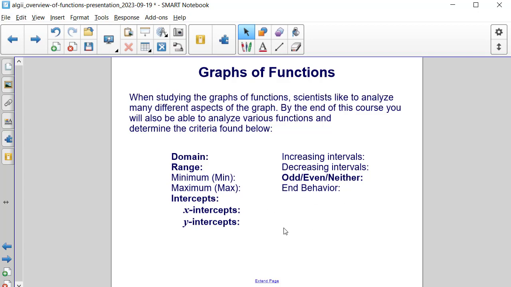Again, those are only as you continue through the course, and the concepts that have been covered thus far are domain, range, intercepts, and whether functions are odd, even, or neither.